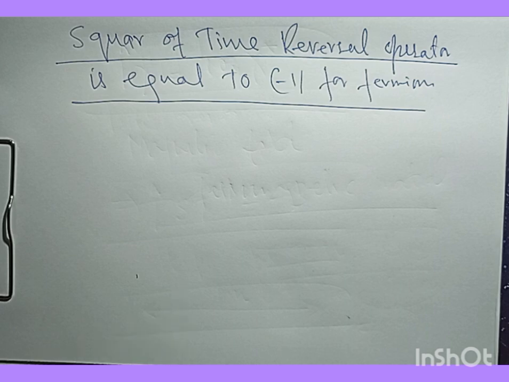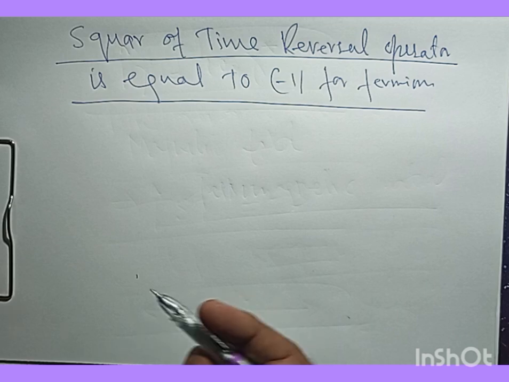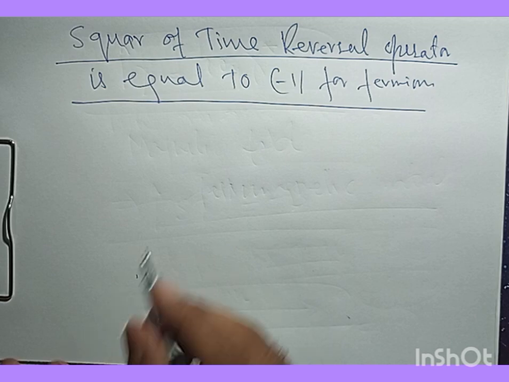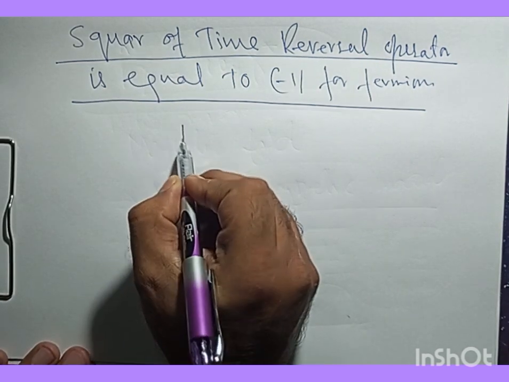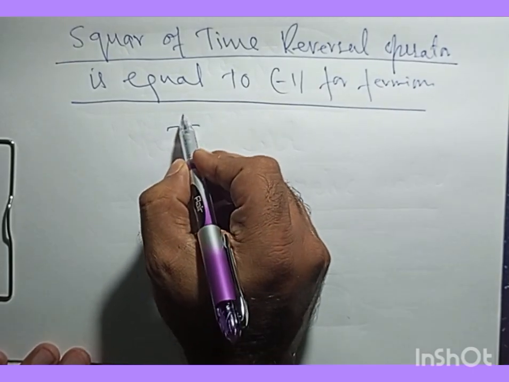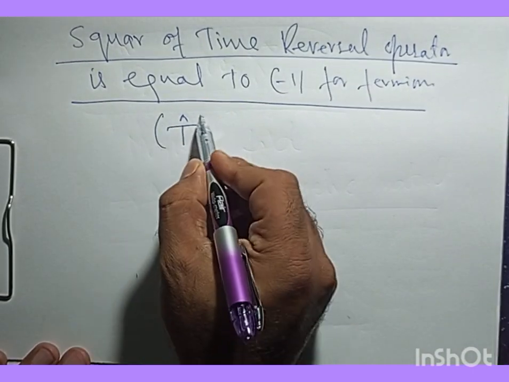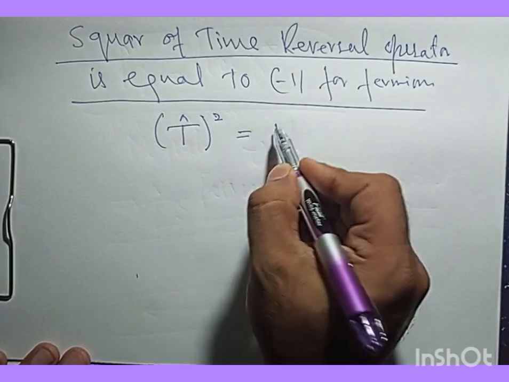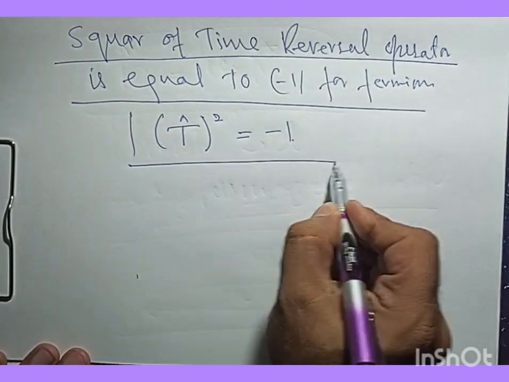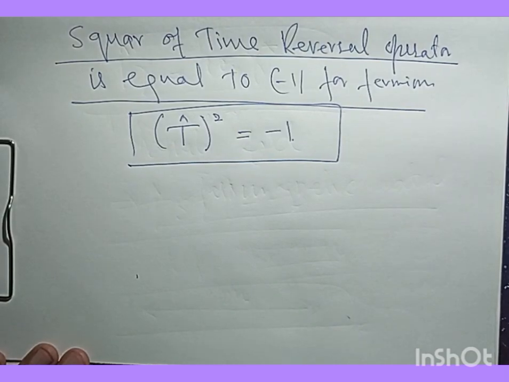And this is true for the systems which have half integer spins. As I told you, the particles whose spins are half, whom we also call fermions, we can prove this expression: if we have the time reversal operator T and we take its square, it must be equal to minus 1. This is the target of this video.